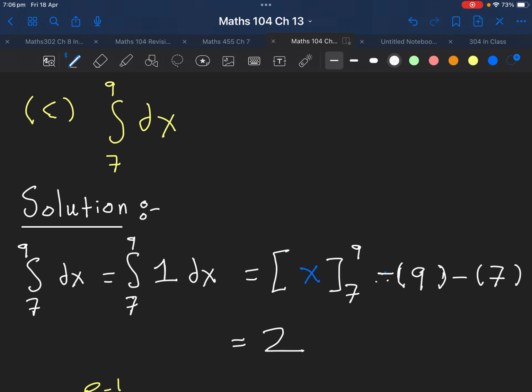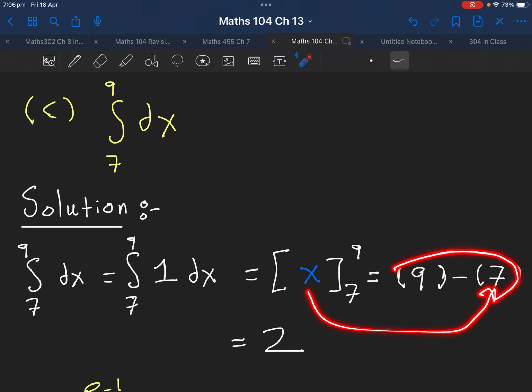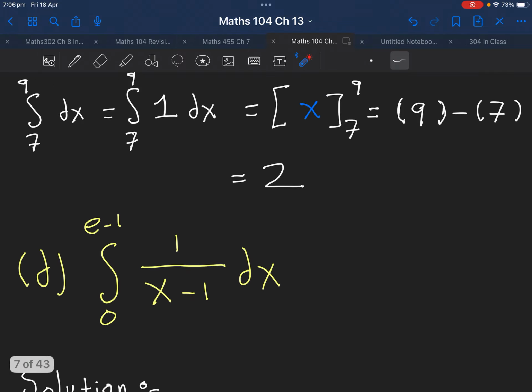Next, we need to substitute the number here. All we need to do is substitute 9, that's 9. After we finish, we substitute 7, that's 7. And then we ask ourselves, 9 minus 7 is just 2.